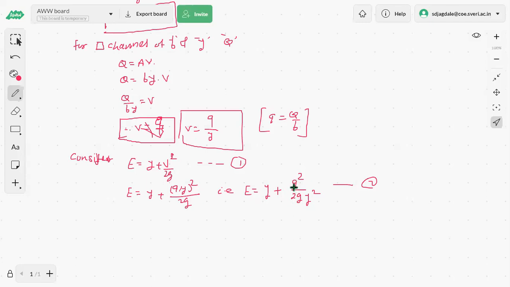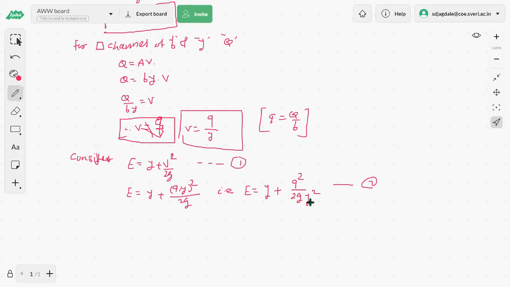This equation of specific energy E is a quadratic in Y if you consider Q and G as constants. If we consider Q and G both as constants, then the equation of specific energy E which we have derived, this equation 2, is a quadratic in Y. Y has power 2, so it is a quadratic, or second power, in Y. It means that if you solve this equation for values of y, as it is a quadratic, you will get two values of y.